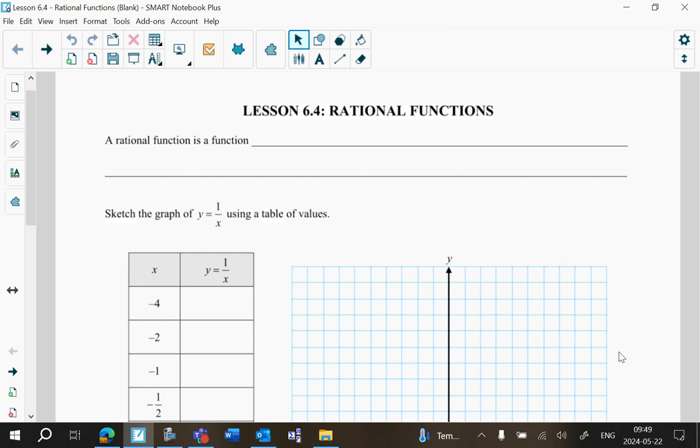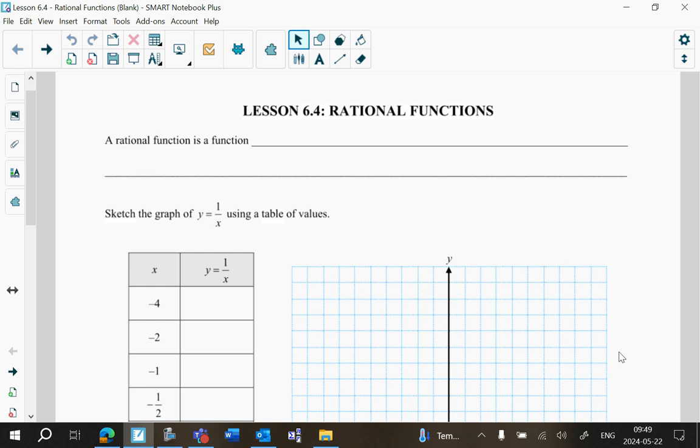Look at lesson 5.1. 5.1, rational expressions. What do they all look like? Fine, if you don't have that, thank you. Fractions. When you see the word rational, you should be thinking fractions. Okay?